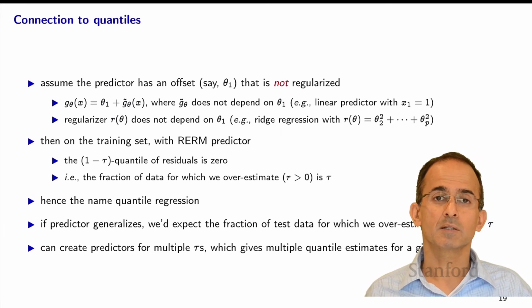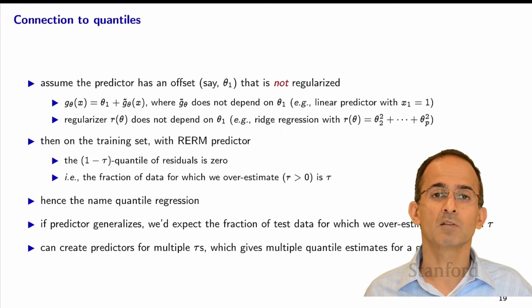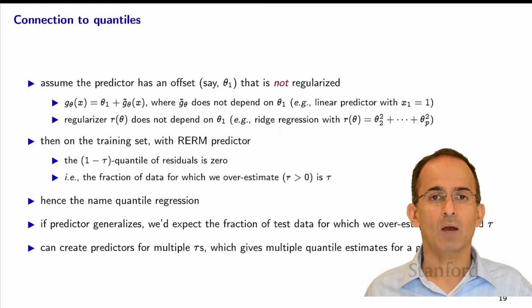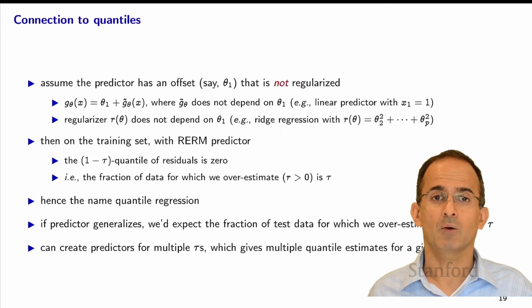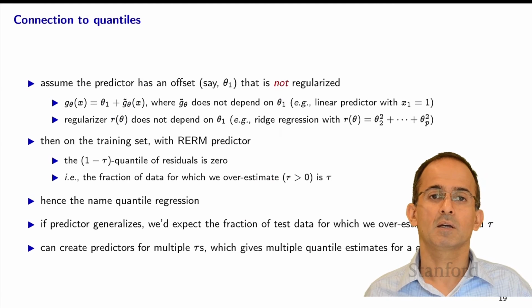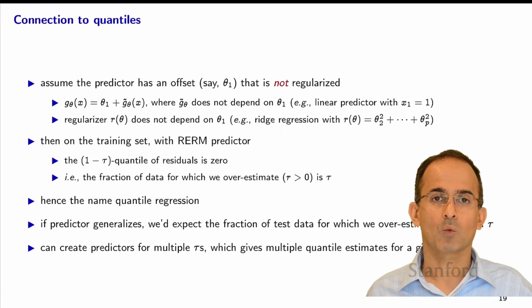Now, if you do this, then it turns out that on the training set, when you're using the regularized ERM predictor, the 1 minus tau quantile of residuals is 0. In other words, the fraction of data for which we overestimate is tau. And that's why it's called quantile regression.